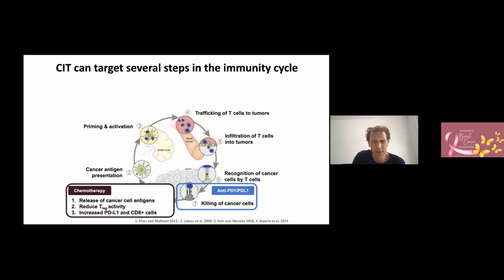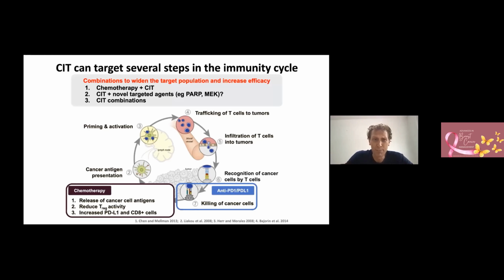Chemotherapy is the first generation, and it really starts at the beginning of the process of the cancer immunity cycle, releasing cancer cell antigens, reducing the activity of regulatory T cells, which are a negative regulator in this process, increasing PD-1 expression, increasing CD8 expression, clearly having synergistic activity. But you may be aware that there are other combinations being explored with novel targeted agents, with CIT combinations, and in the future also with antibody drug conjugates.